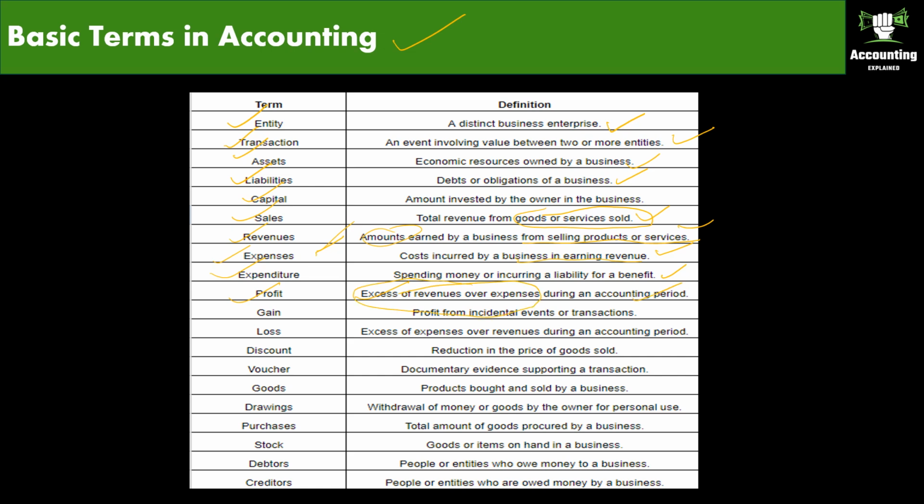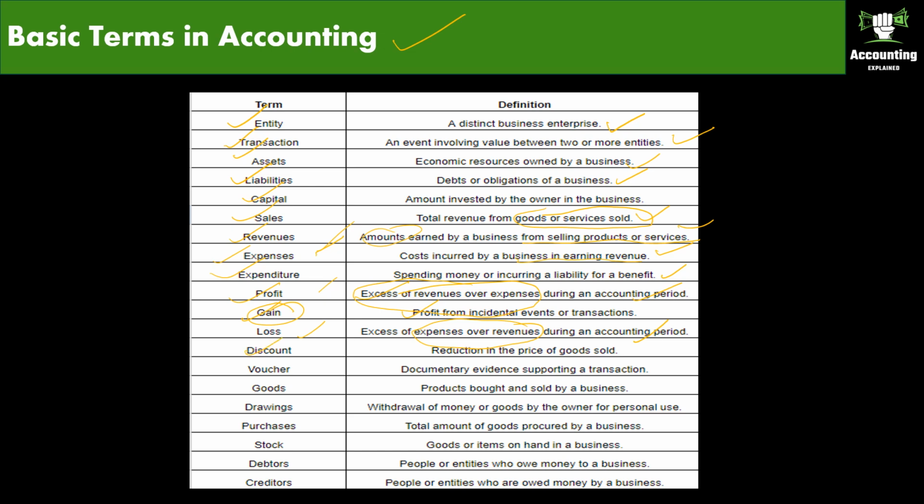during an accounting period, that is, income minus expense is a profit. Gain, profit from incidental events or transactions, not from the regular business of the company. If you are using machinery and you sell the machinery after some time, and if you are earning profit out of that, it is called a gain, not a profit. Loss, excess of expenses over revenue. When the expenses are more than revenue during an accounting period, it is called a loss.